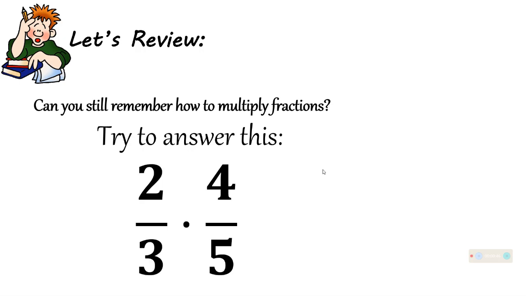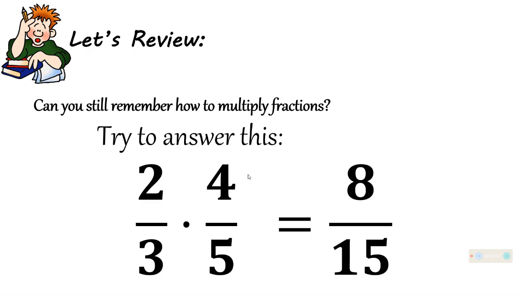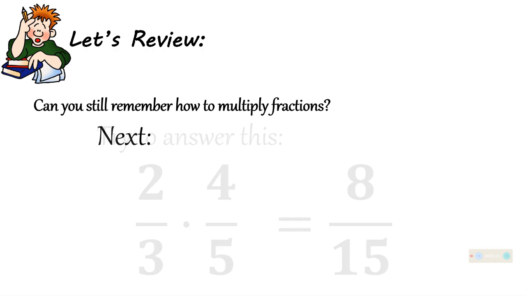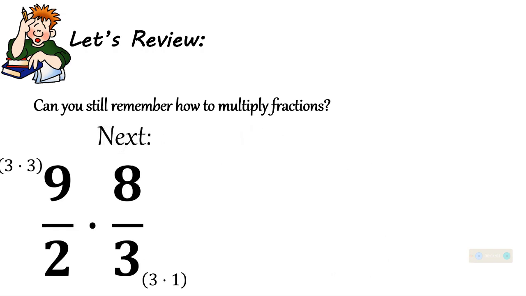Try to answer this. Number 1, let us have 2 over 3 times 4 over 5. Okay? So what is the product of this? Correct. You have 8 over 15. Next, let us have 9 over 2 times 8 over 3.